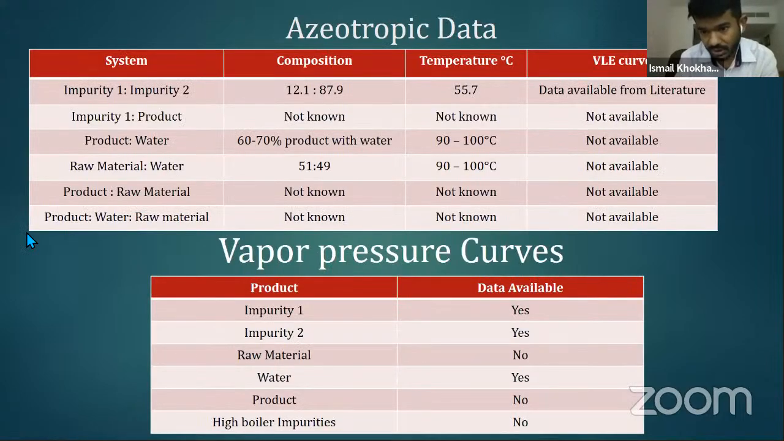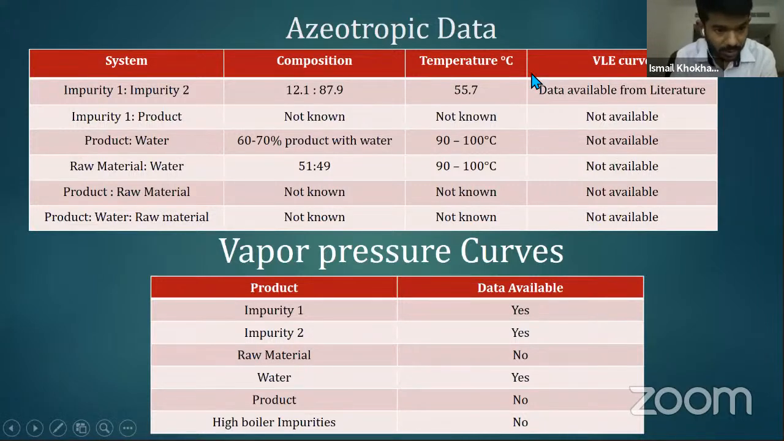Now here when you see the system, the azeotropic data, we were fortunate enough that both the impurities, impurity 1 and 2, were very common compounds. So azeotropic data and the vapor pressure curve were easily available in the literature. Impurity 1 and impurity 2 itself formed an azeotrope in the ratio of 12 to 88 at a vapor temperature of 55, and the data was available in the literature. So no azeotropic data had to be generated for these.